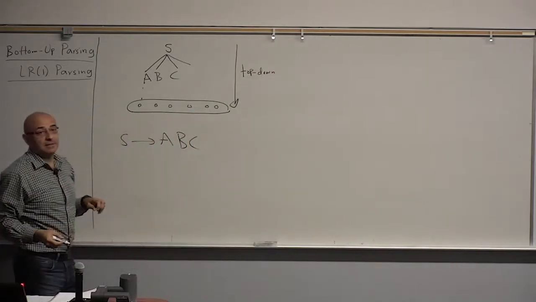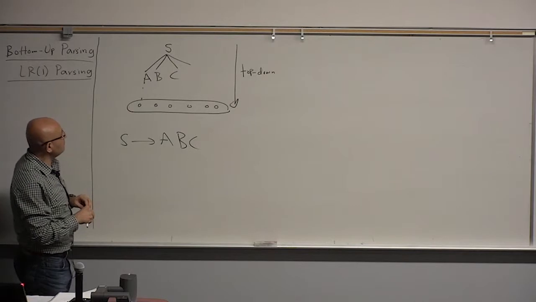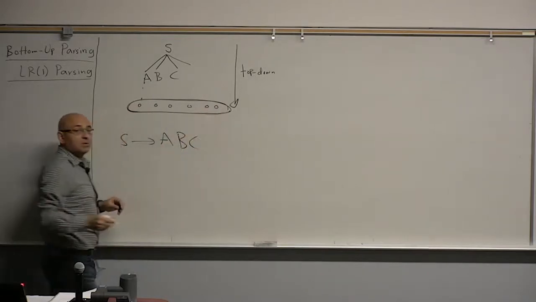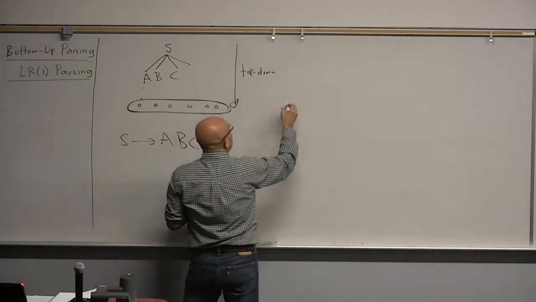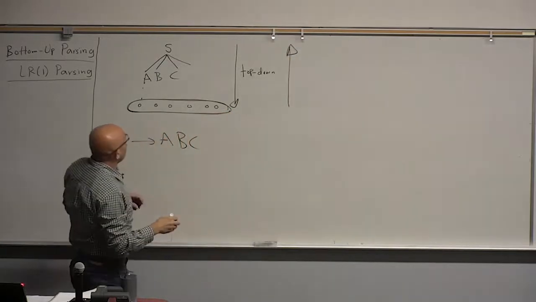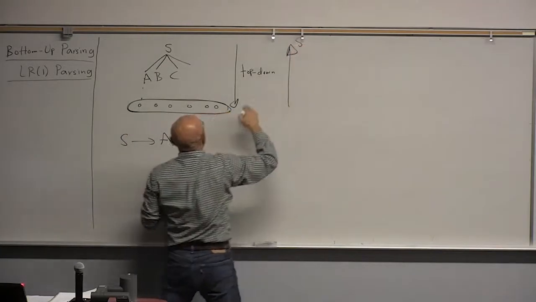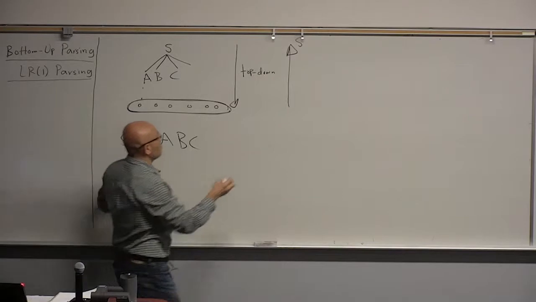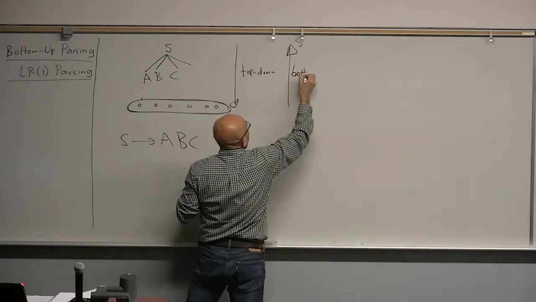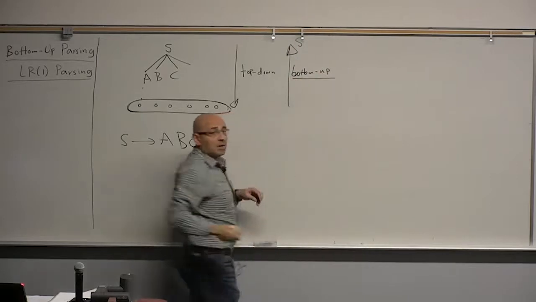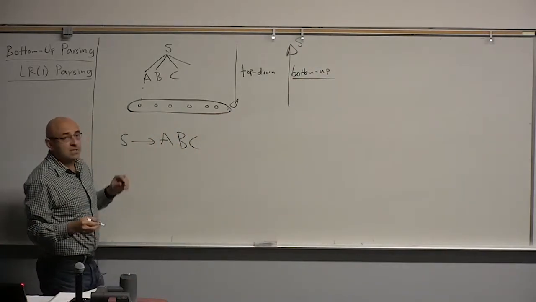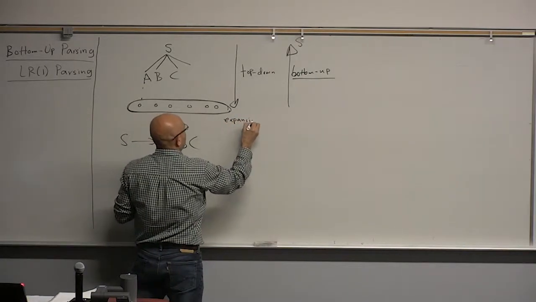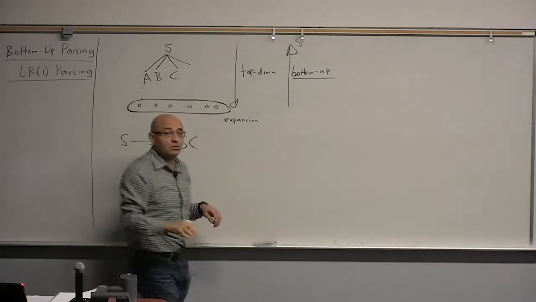Now bottom-up, which is what we are about to describe, goes in the other direction. So you start with the terminals, you start with the string, and you work your way up the tree until you get to the root of the tree. So we go up. When we do bottom-up parsing, our substitutions are going to be reductions. So here, substitutions are expansions. We expand. But here we reduce.